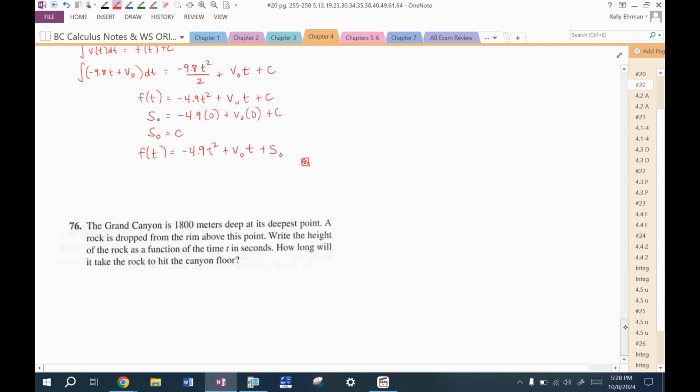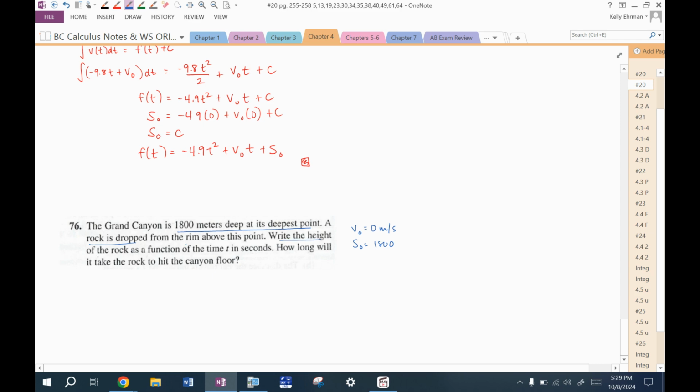All right, and then the last problem is related to that, but not so abstract. So this says the Grand Canyon is 1,800 meters deep at its deepest point. A rock is dropped right there. Initial velocity is equal to 0 meters per second. A rock is dropped from the rim above this point. That means that the initial height is 1,800 meters. Let's assume the ground is the ground at the deepest point. So that's our 0. So S sub 0 is 1,800.